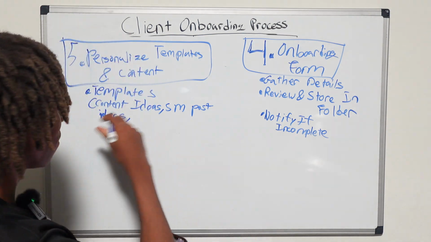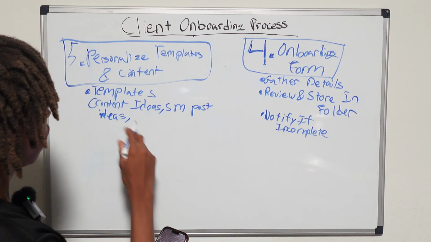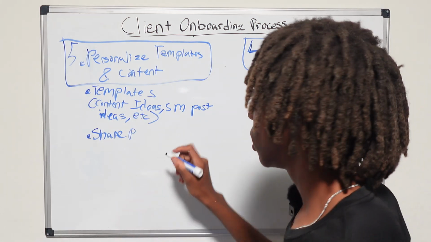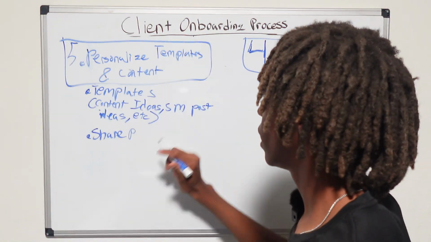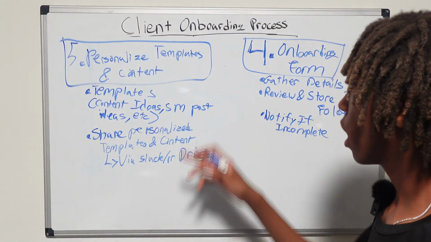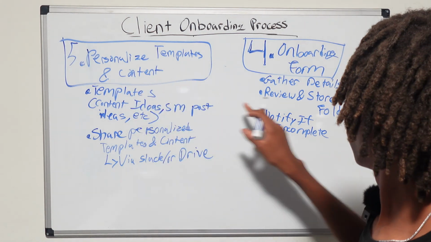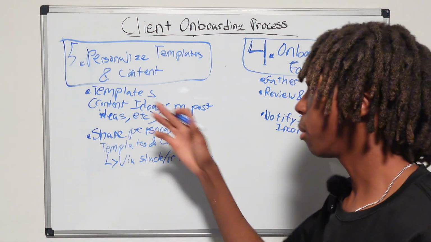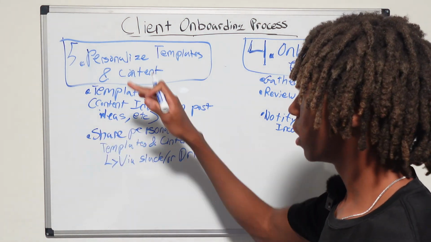And then what else can we have as a template? We have content ideas. We have social media post ideas. Next, we can actually share personalized templates and content ideas, or maybe just templates with them. So these are really important. We have the personalized templates and content. We have the onboarding form. Maybe 5 can be a little bit more adjusted. I'll probably adjust that in the future, but for right now, it's gonna stay like this.